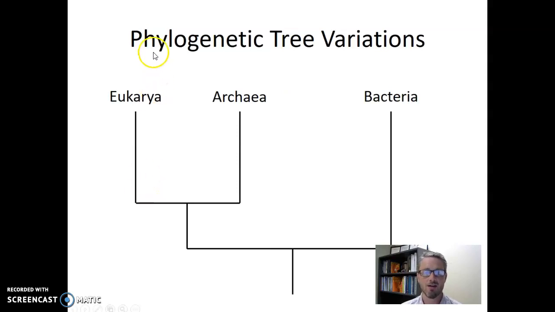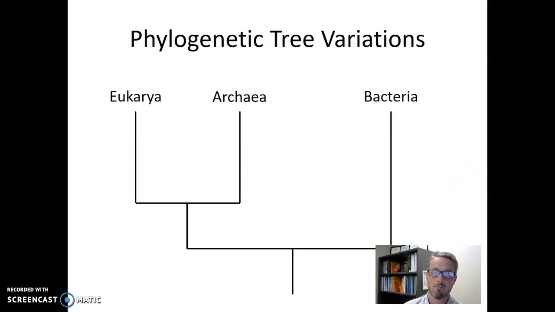And I could switch it so now that eukarya is on the far left, archaea is in the middle, and bacteria is on the far right. Again, I've changed the order of the names, but I have not changed the information in the tree because there is still a single branch point right here between eukarya and archaea, and there are still 2 branch points between eukarya and bacteria, one here and one here, and 2 branch points between archaea and bacteria, again, one here and one here.